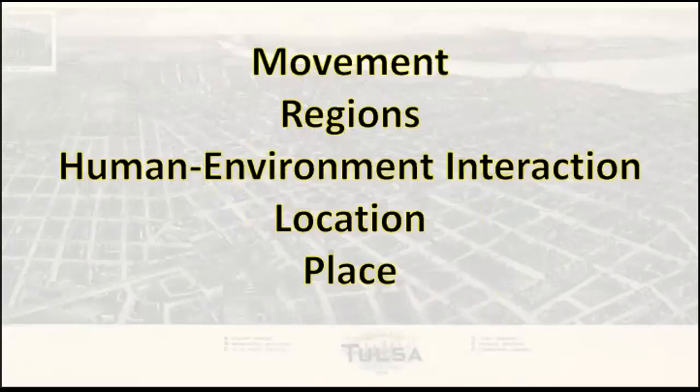An easy way to remember the five themes is with the acronym Mr. Help. So I've got it here in the acronym order. I'm now going to briefly walk you through the five themes, and then we'll apply these themes to understand the significance of Greenwood and Tulsa, Oklahoma. For the purpose of this presentation, I'm not going to go over them in the same order as the acronym, as some of the themes build upon each other.